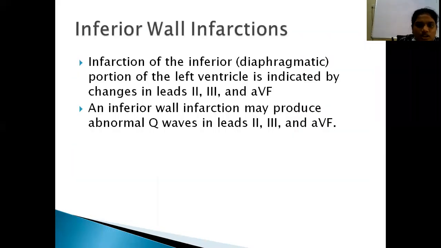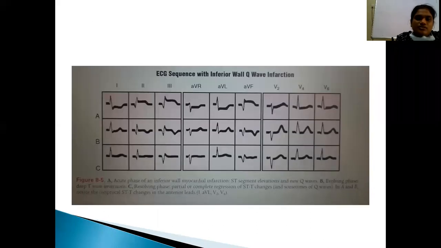So the inferior wall infarcts. The infarct of the inferior wall portion of the left ventricle is indicated by the changes in the leads, as I said, 2, 3 and AVF. So the inferior wall infarct may produce abnormal Q waves in leads 2, 3 and AVF. Here are the ECG sequences of the inferior wall Q wave formation.